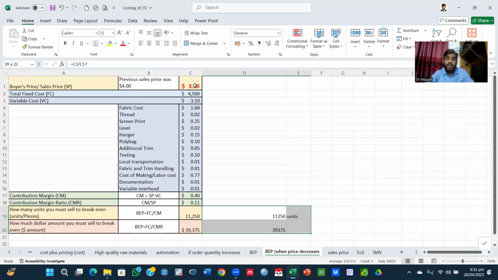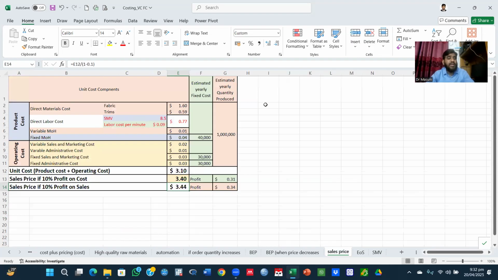So when you are negotiating as a merchandiser, you must calculate the break-even. Otherwise, the company will be a losing concern. So you must be very careful. All right.